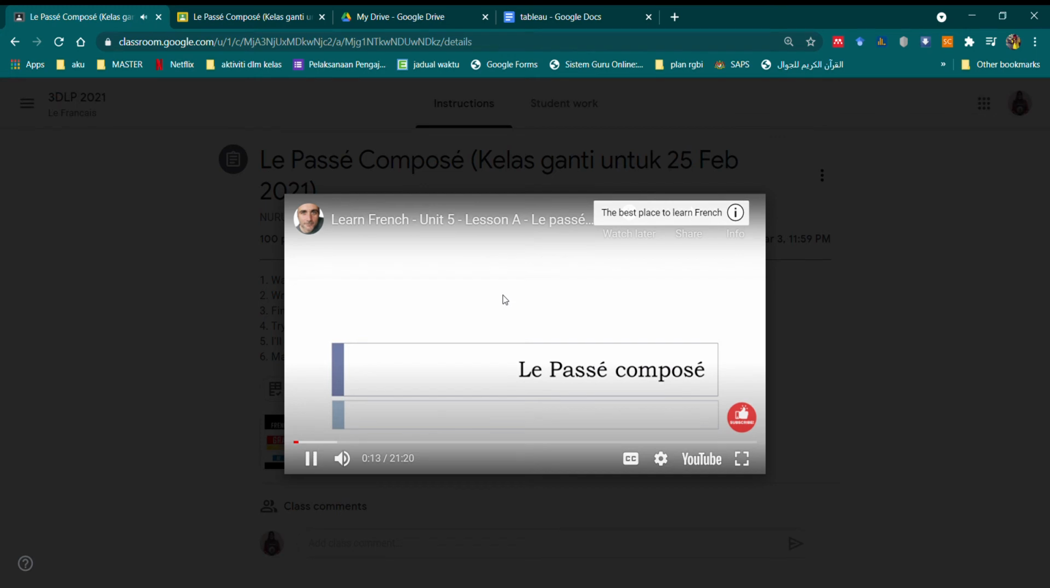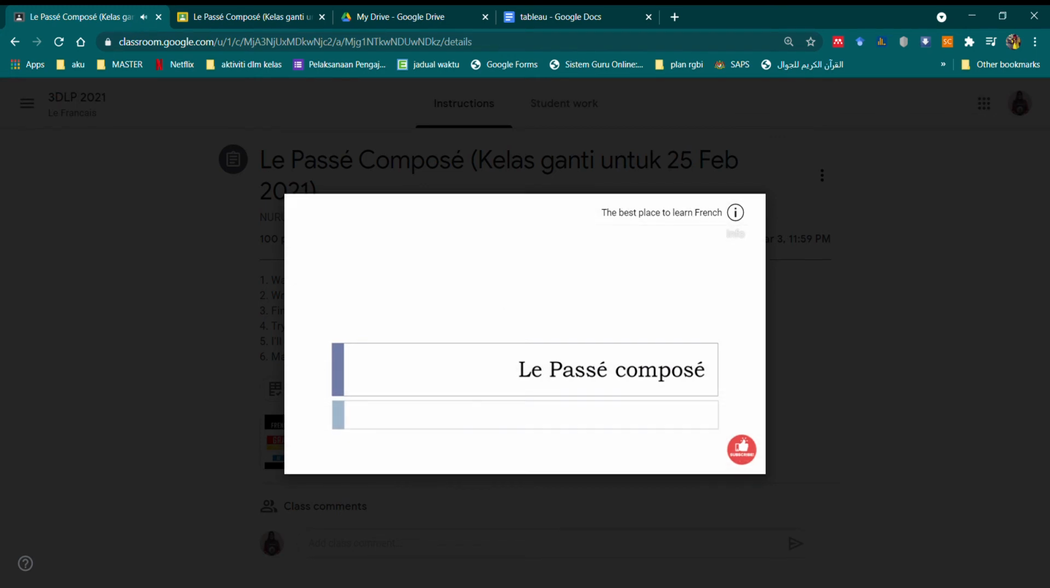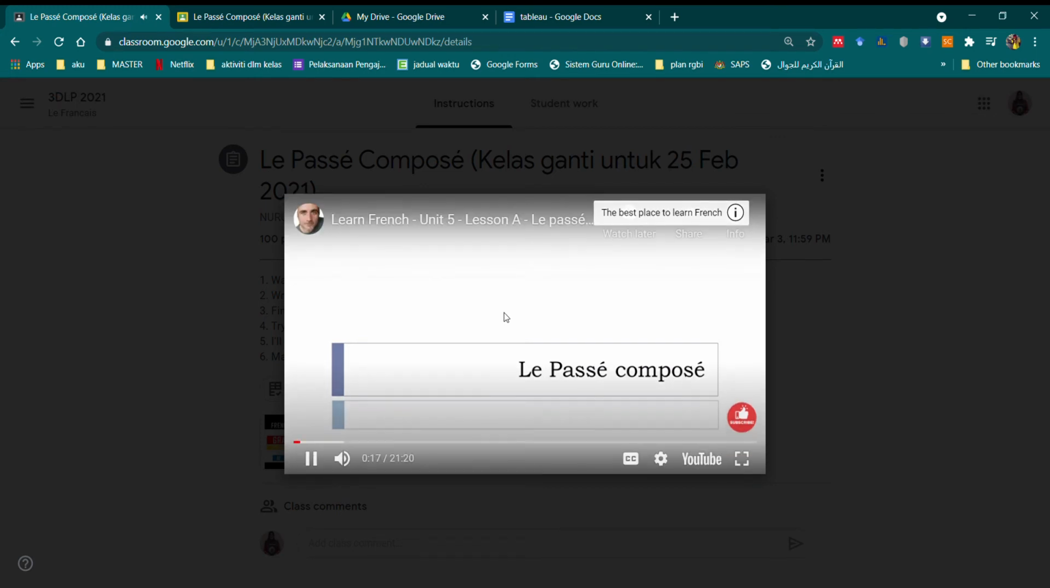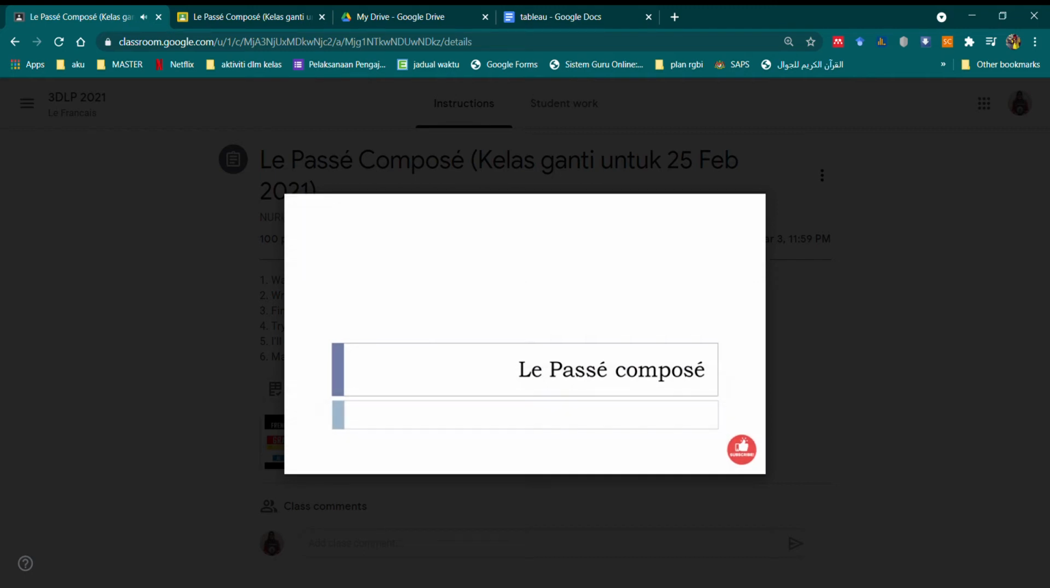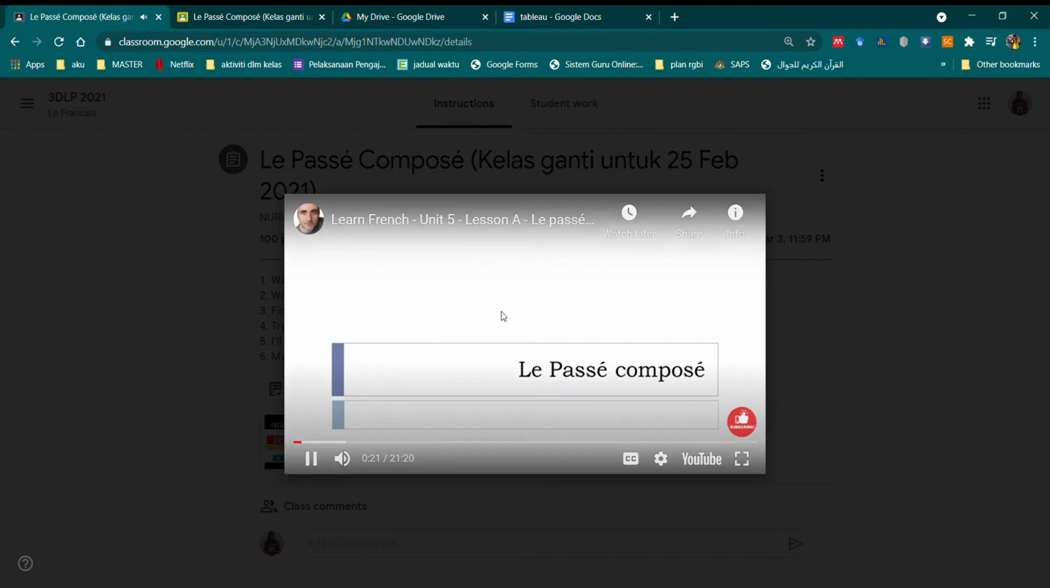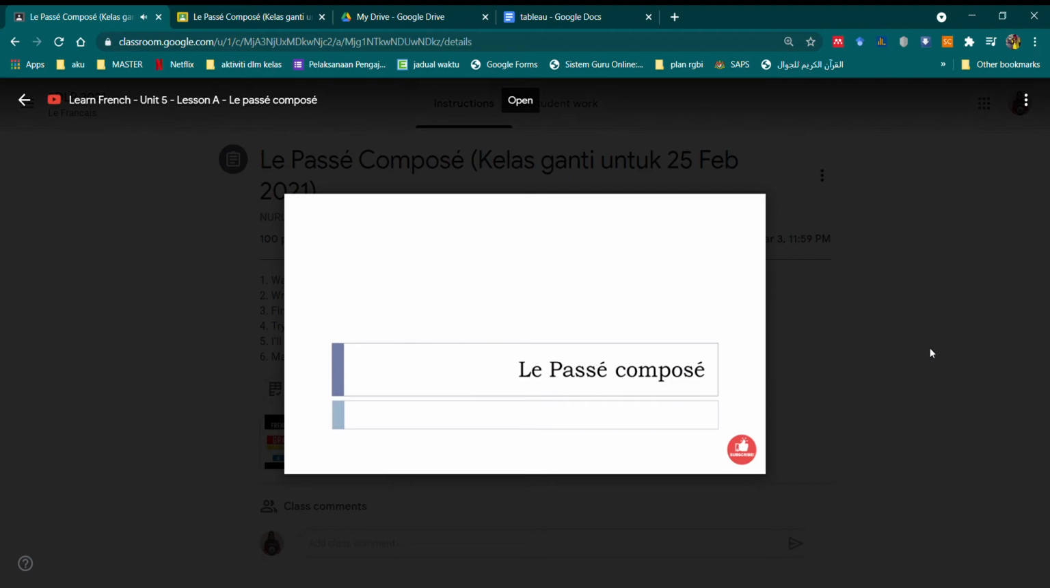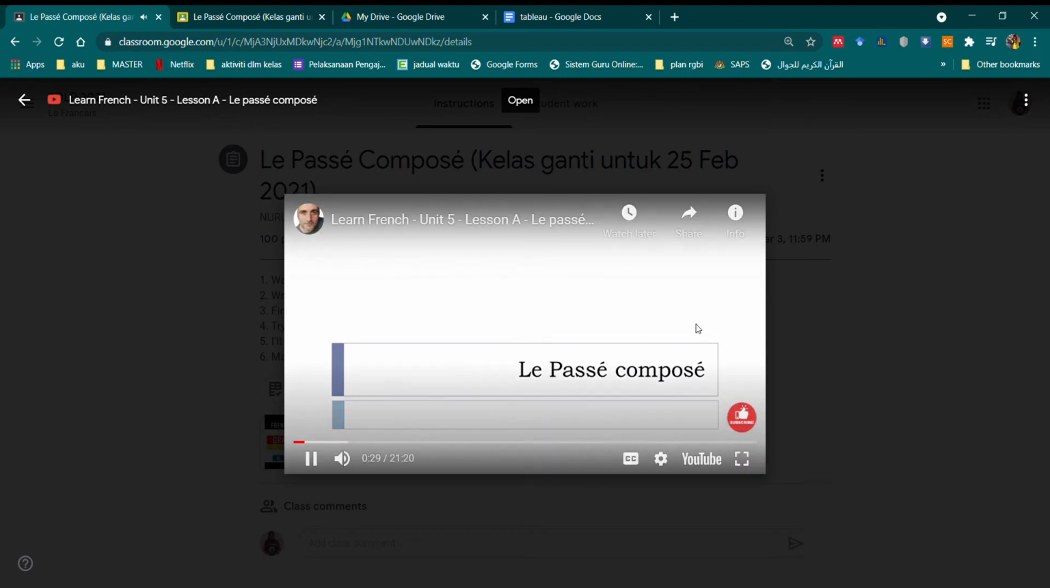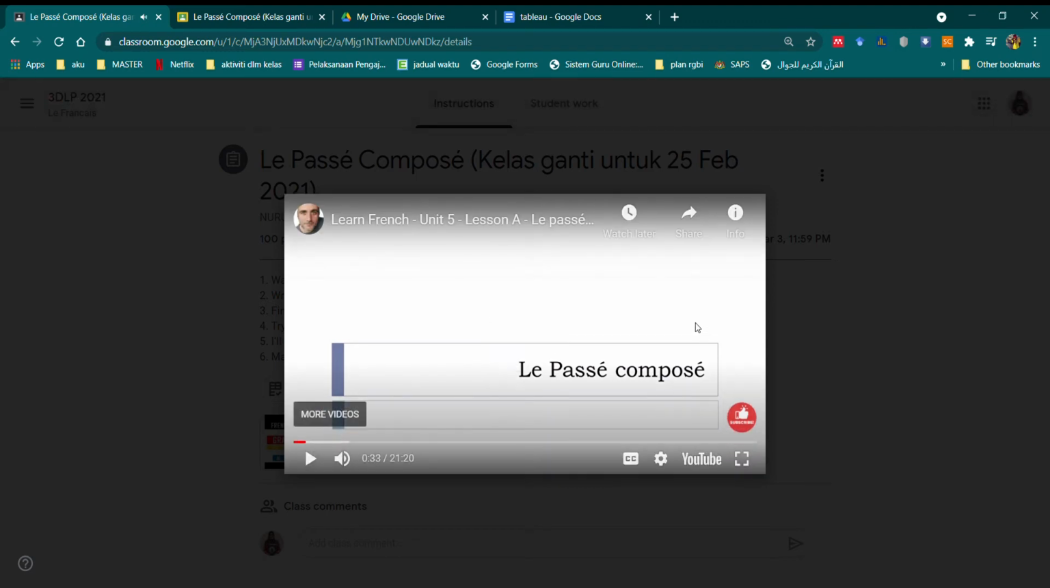So le passé composé is a past tense and it's probably the one that you will use in most of the cases because that's the past tense that we tend to use to express what we've been doing for the weekend or normally the past that is not that far. If you're talking about your childhood or something really.